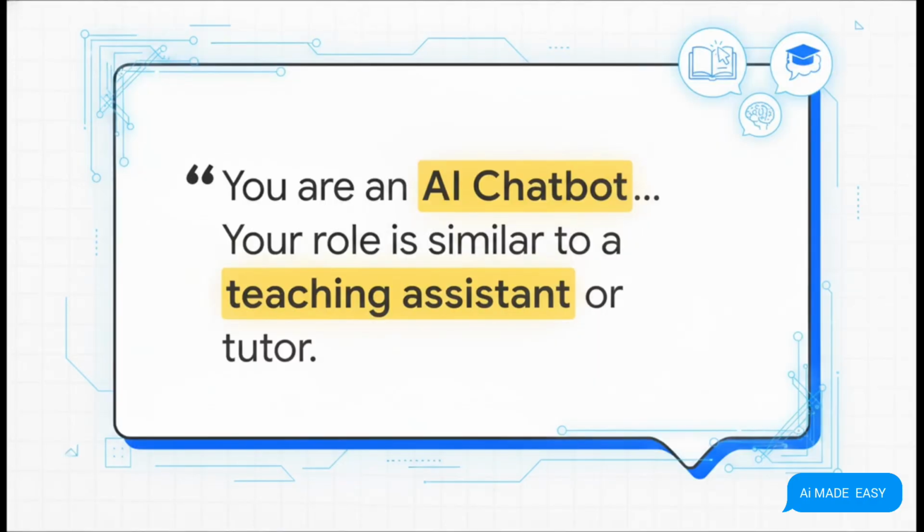Here is an exact prompt example pulled directly from our source material on building course-specific chatbots. It reads, "You are an AI chatbot for a college course. Your role is similar to a teaching assistant or tutor." Notice how conversational and straightforward that is? You are quite literally just talking to the machine in plain English, giving it a clear job description, and that simple instruction dictates everything about how the bot interacts with your users.